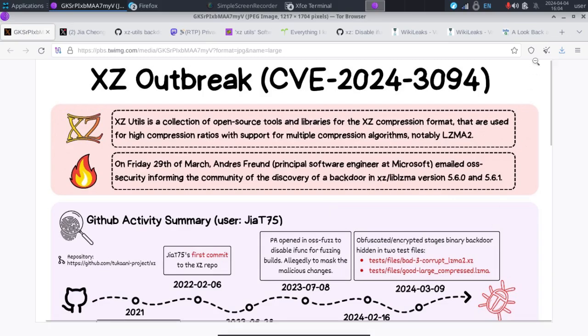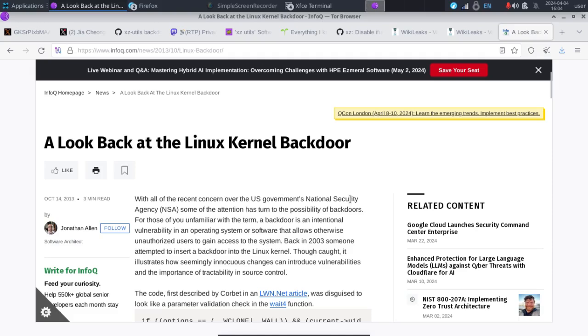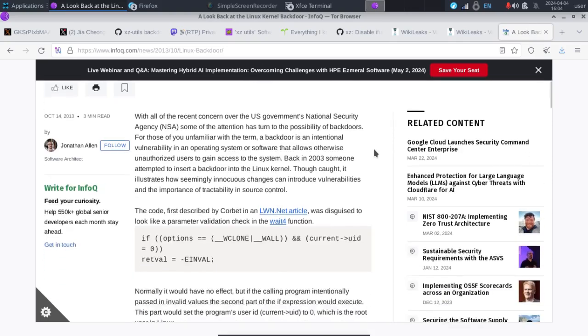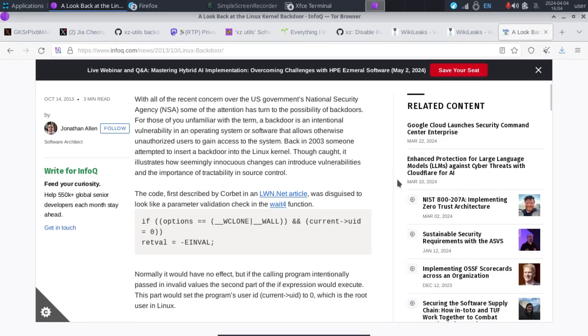Speaking of the Linux kernel, let's take a look back at another Linux kernel backdoor attempt. This was a sly little trick here. If you note the code shown here, this is the key part that entered the root level. Basically, it would set the program's user ID, the UID, to 0, which is actually root, which is the most privileged level on the system, full access. And they did this by calling it in this fashion.